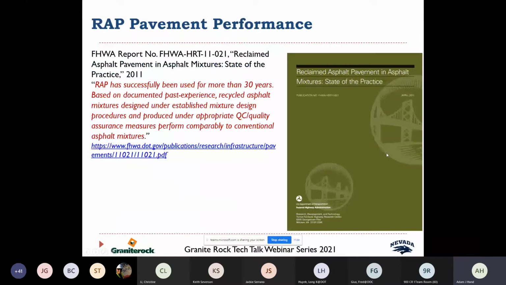We don't want that. We look at the performance of RAP mixes. This is a 2011 report done by Federal Highway Administration, and they basically looked at states and what they call the long-term pavement performance, 20 years of data in the long-term pavements program from across the nation, from all the DOTs, and they basically came to the conclusion that RAP has successfully been used for more than 30 years. And if designed properly, and appropriate quality control is imparted, then conventional and RAP mixes will perform similarly. So that was 2011.